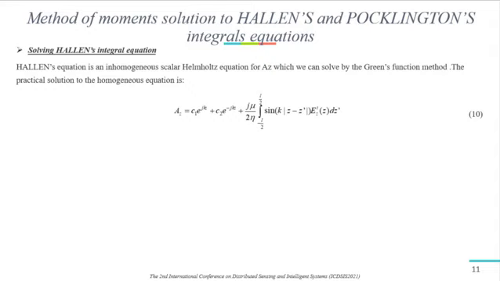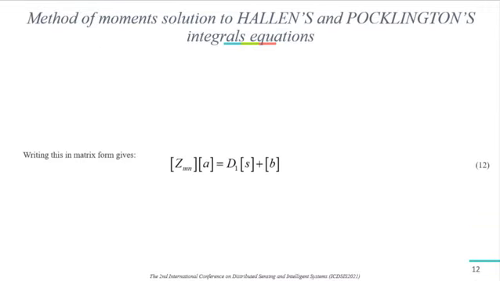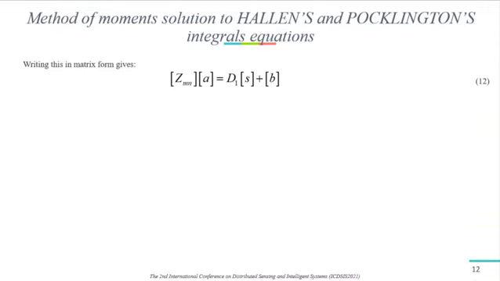The particular solution to the homogeneous equation is presented by equation number 10. Expanding the left side of equation number 10 using n-weighted subdomain basis functions and testing by function fn gives equation number 11.